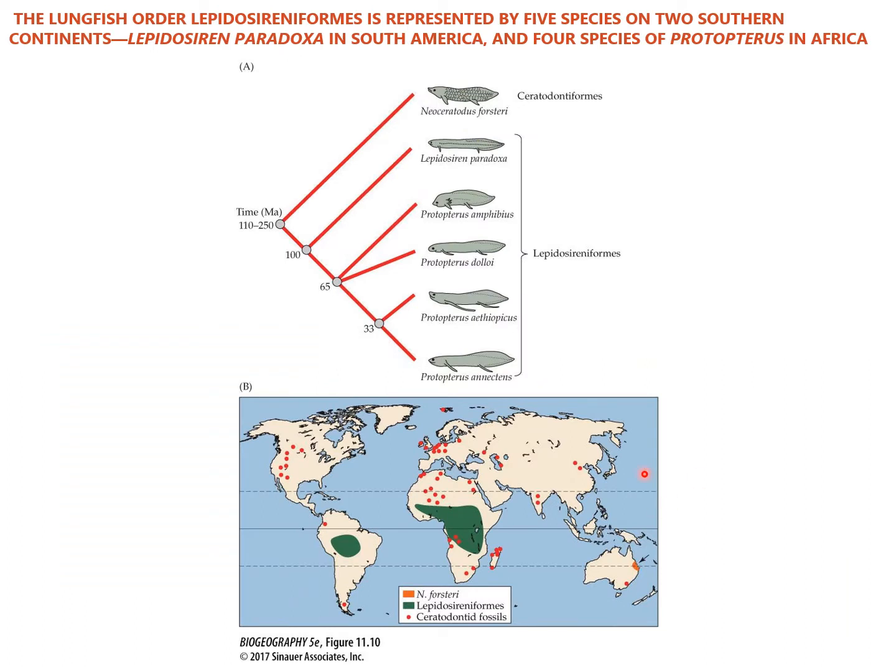This is the lungfish order Lepidosireniformes. I'm not going to try to pronounce it. But it's represented here by 5 species on 2 of the southern continents.